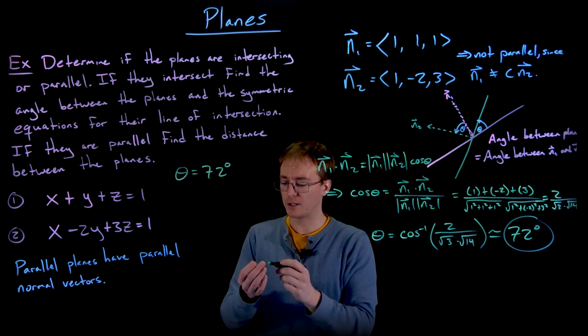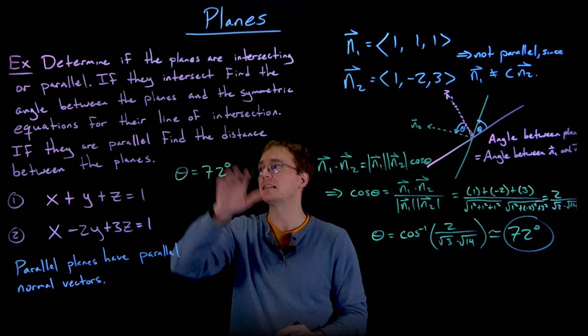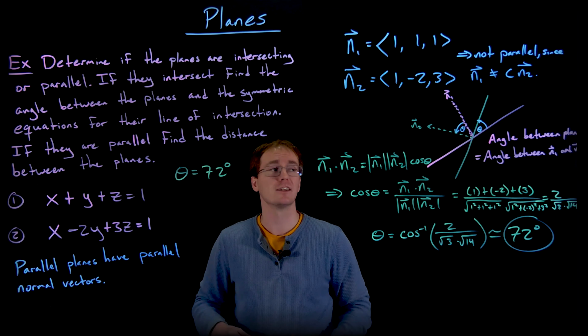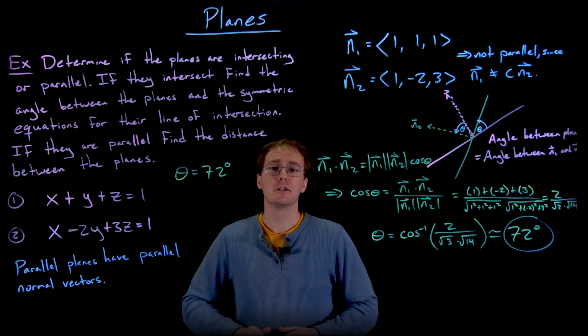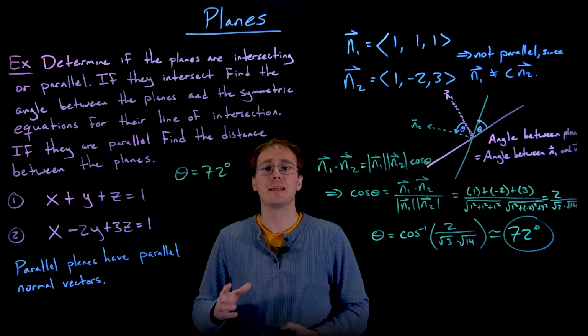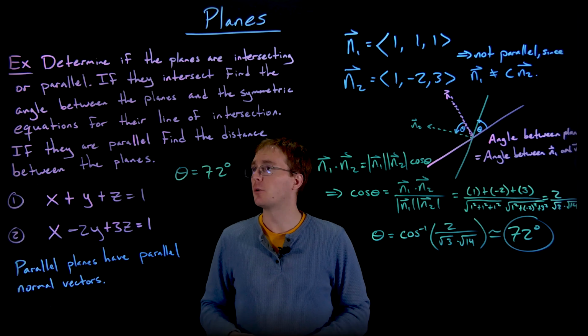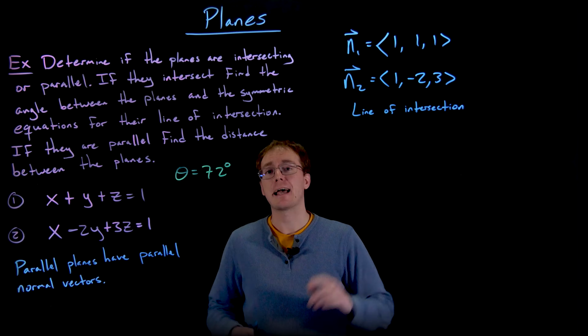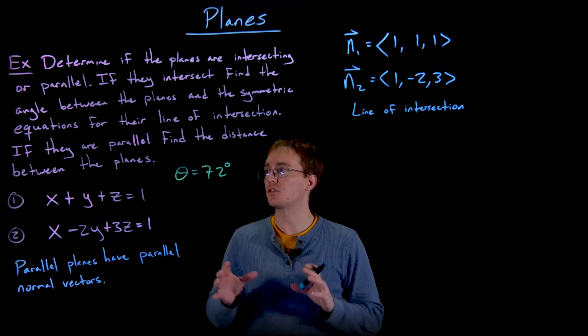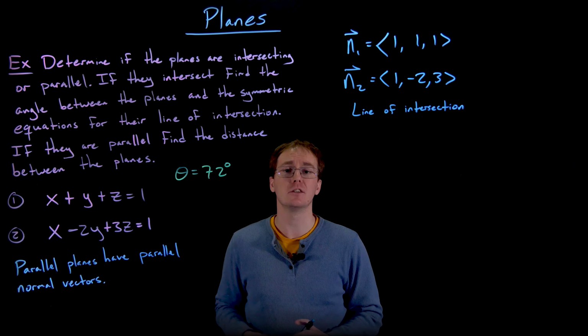The second part of this question we still have to figure out, and that's finding the symmetric equations for this line of intersection between our two planes. So we still have to finish off the second part of this example, finding the symmetric equations for the line of intersection between our two planes.